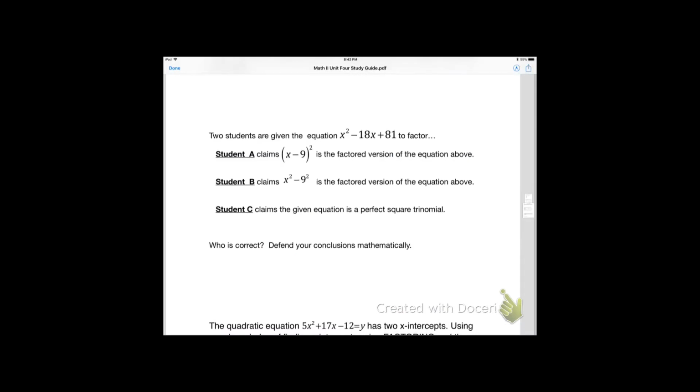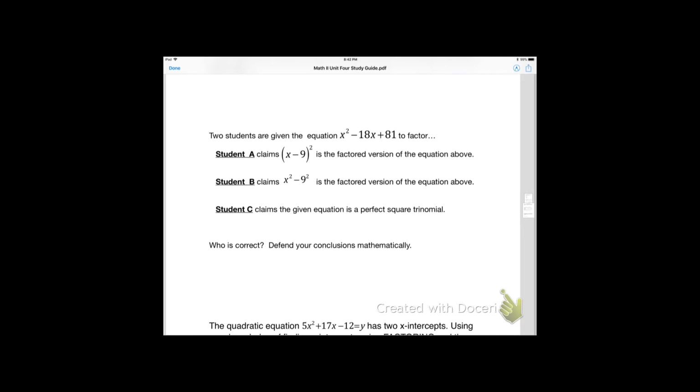Next up, it says two students are given the equation x squared minus 18x plus 81 to factor. So we have student A who claims x minus 9 squared is the factored version of the equation above. We have student B who claims it's x squared minus 9 squared is the factored version of the equation above. And then we have student C who claims the given equation is a perfect square trinomial. So who is correct? And defend your conclusion mathematically.